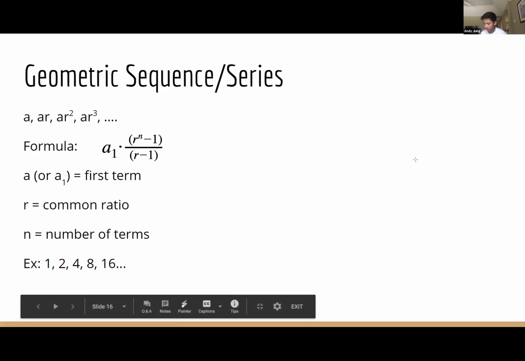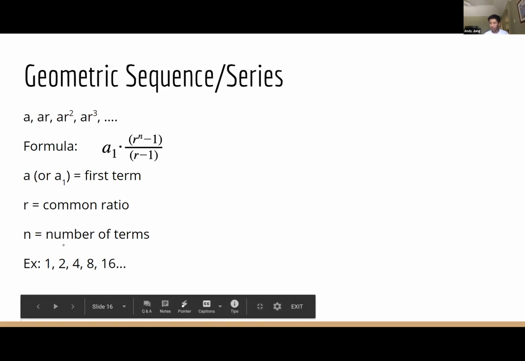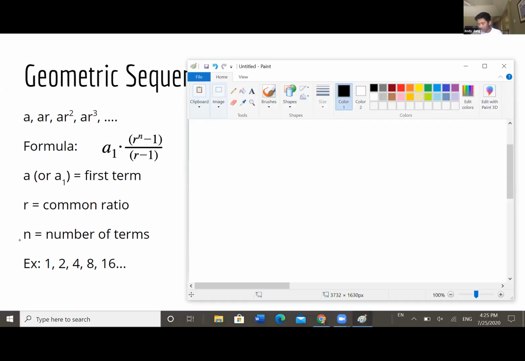Okay, so next we have geometric sequence and series. I just combined it into one because there's really no point of separating it. So in geometric sequence and series, we have the first term A, then each term after that is gotten by multiplying the previous term by r. And we refer to r as the common ratio, a or a1 as the first term, and then n is the number of terms. And n, we only worry about that if there's a finite number of terms. So I will point out that while I was making this, I didn't clarify that the formula here is for a finite geometric sequence.